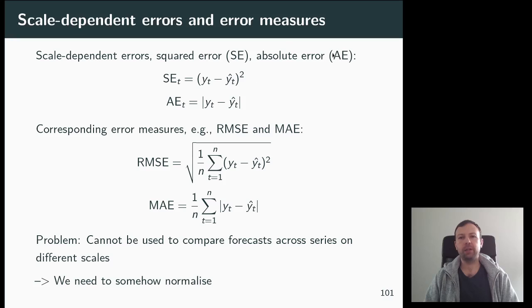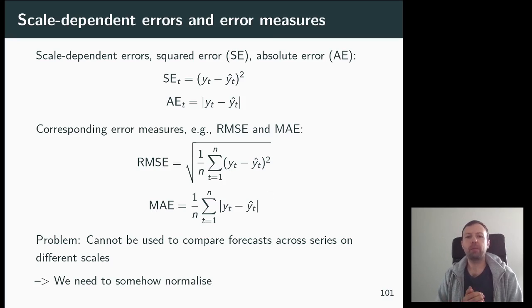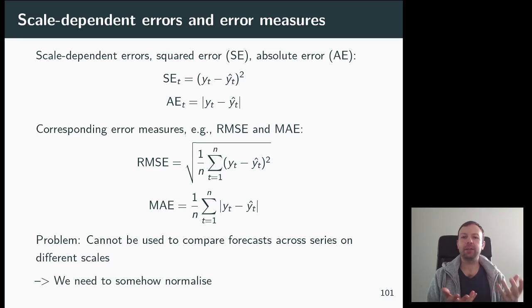So for a scale-dependent error, you could do an absolute error, where you take your true value, subtract the forecast, and take the absolute of that. Or squared error, where you just square that, and then you get quite easily to your root mean square error or your mean absolute error. This is fine, but it has the problem that you can't compare forecasts across series that are on different scales. And in the past, people would like to do that.